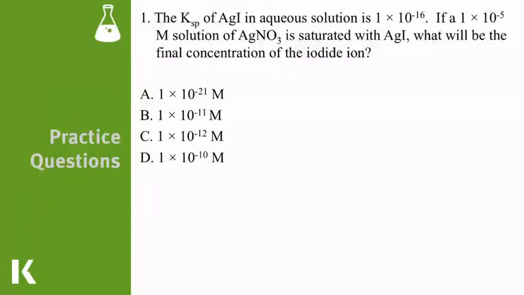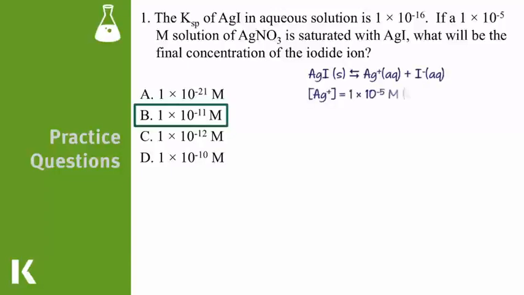We are given the KSP of silver iodide and asked to find the saturated concentration of iodide when placing the silver iodide in a 1 times 10 to the negative fifth molar solution of silver nitrate. Here the answer is B, and let's go through the calculation. It is important to recognize that this is a common ion effect problem, and so the solution starts off with 1 times 10 to the negative 5th molar silver. We then generate the KSP expression for silver iodide.